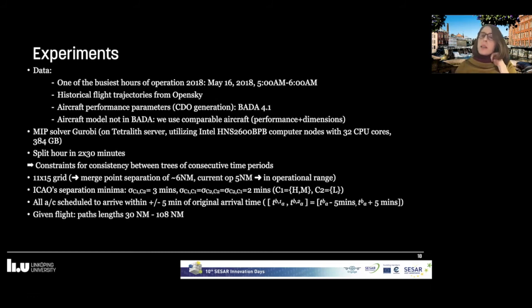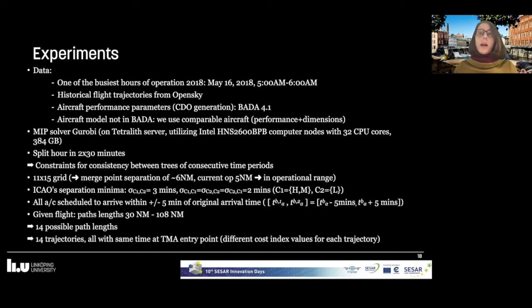The given flights in our 11 by 15 grid have path lengths of 30 nautical miles to 108 nautical miles. So those are 14 discrete possible path lengths, and we compute 14 trajectories per aircraft, all with the same time at the TMA entry point.